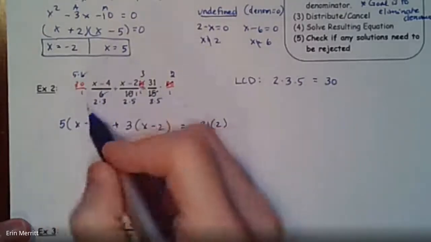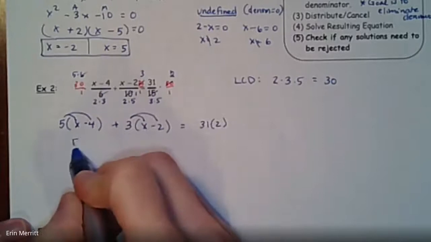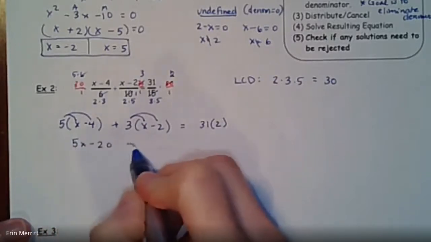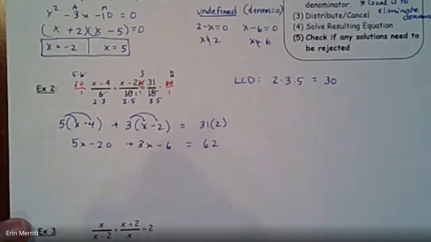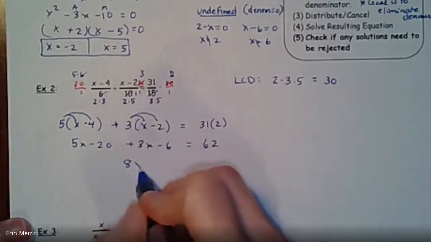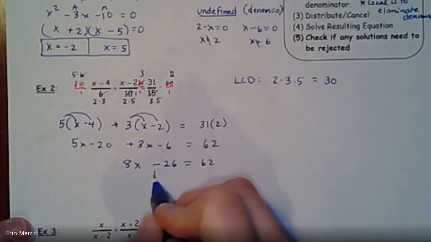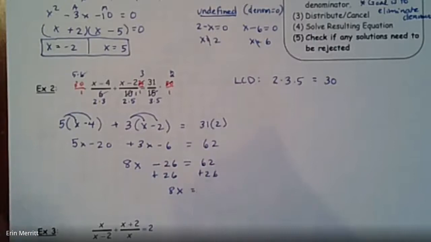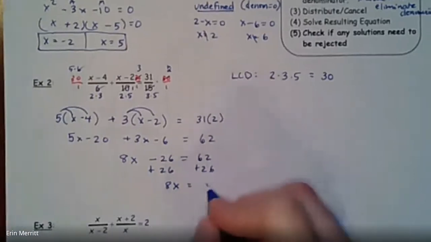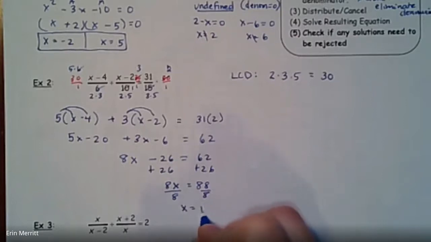All right, now when we solve the resulting equation, we got to clean some stuff up here. 5x minus 20, 3x minus 6, and that'll give us 62. Combine our like terms, and then keep going to get that x alone. So 62 and 26, that's going to give us 88. Ooh, this works out nicely. We get x equals 11.